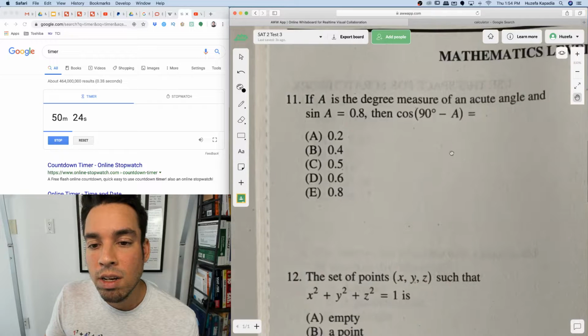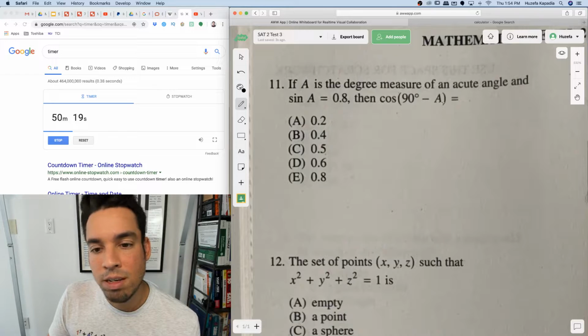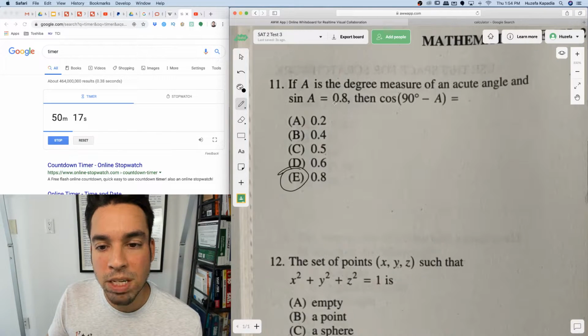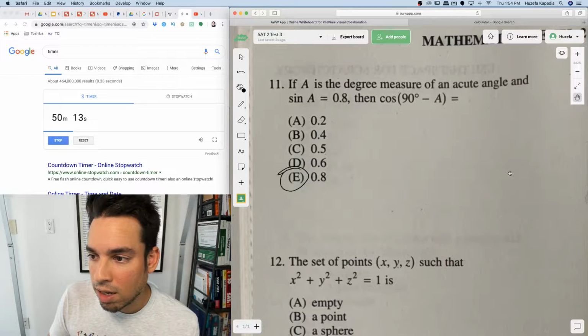Next, 11. If a is the degree measure of acute angle and sine a is 0.8, cosine of 90 minus a is the same thing as 0.8. This is a basic rule they test all the time. Sine of a is equal to cosine of 90 minus a and vice versa.